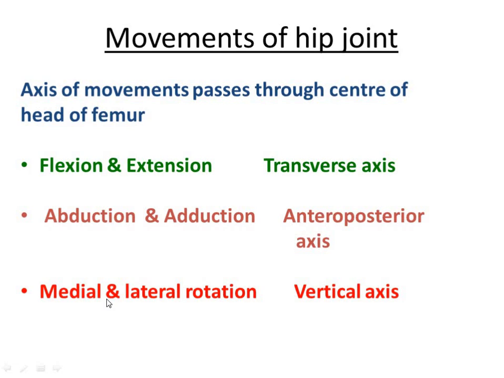Then there is medial rotation and lateral rotation occurring at the vertical axis. Medial rotation is when you move the hip joint medially towards the medial side, that is, the great toe starts moving medially. And lateral rotation is opposite. Both these movements occur around the vertical axis.